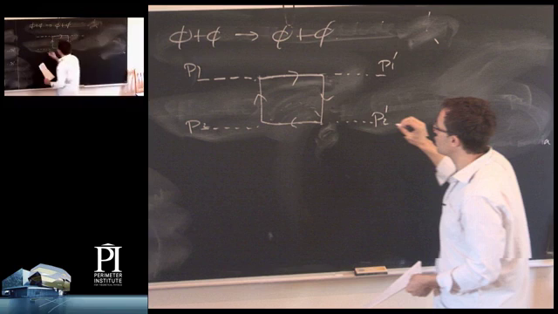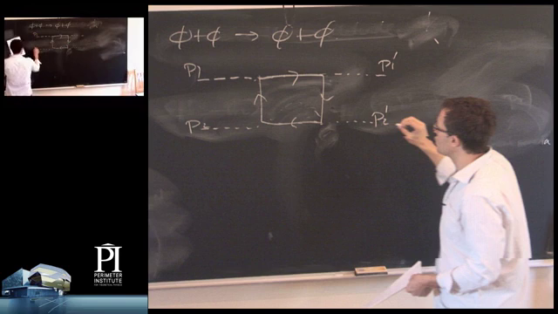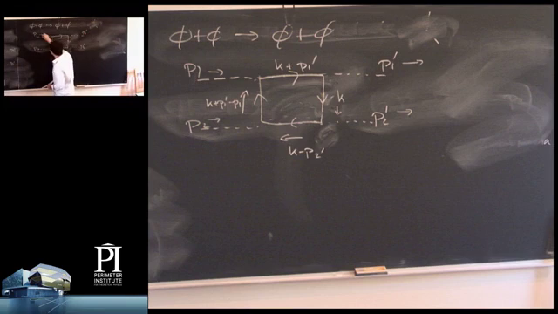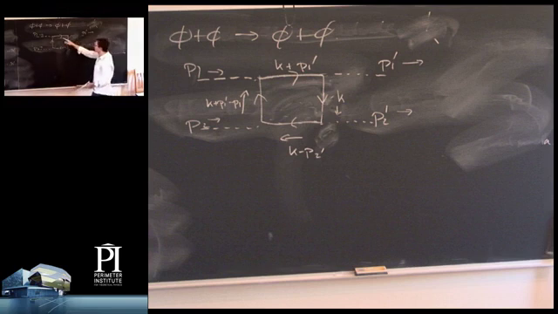To write down the amplitude for this, I can just use the Feynman rules again, but I have to be a little more careful. Remember, this momentum is coming in, and this momentum is coming out. And then I'm going to have to pick an arbitrary momentum on one of these sides. So let me just pick this side.